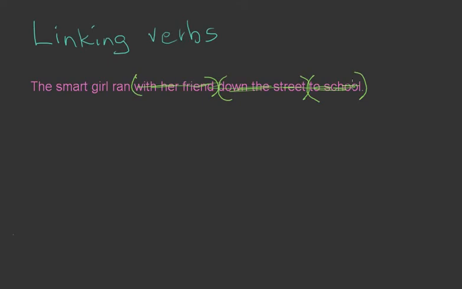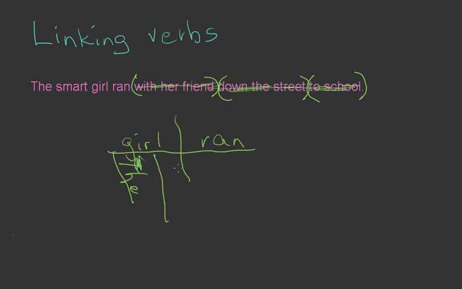But we still have a sentence with the smart girl ran. And we look for the action, which is ran, who or what ran, and it's girl ran. It's a capital T because it was capitalized in the sentence, and it is a smart girl. And this is called the subject verb pattern.